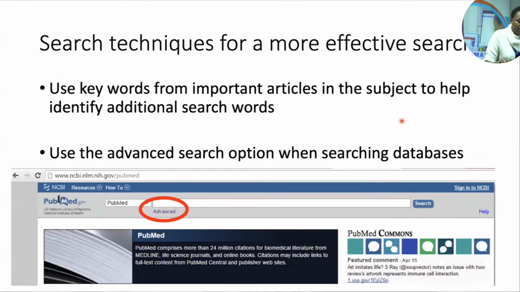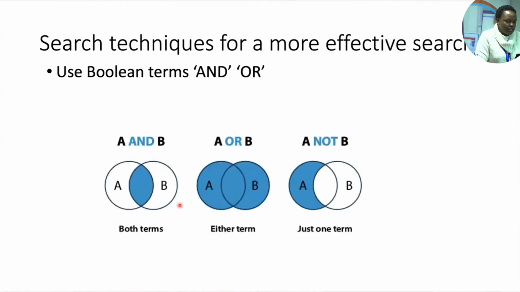So just to let us know, we talked about keywords in the subject. Make sure you're using them. Typically, we should use the advanced option. If we are doing a proper search, let's not just type the normal search. Try and look for the advanced button. It gives you more flexibility. We're going to use these Boolean terms. Typically, we'll use and. We're going to practice that.